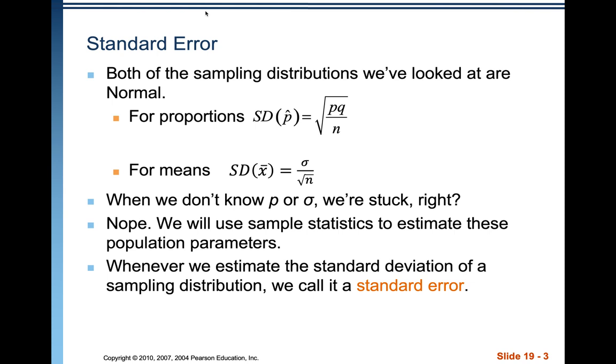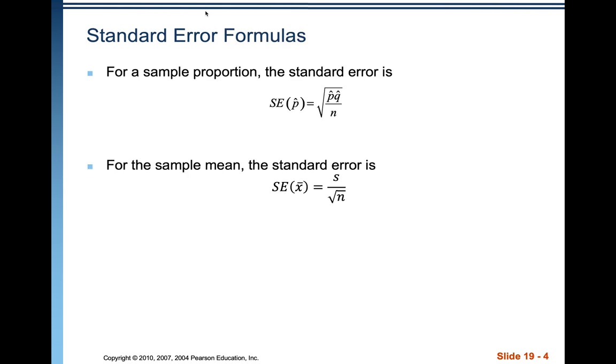Here's the deal. We usually don't know p, and when we're working with means, we don't know sigma, so sometimes it seems like maybe we might be stuck, but we're not. We will use sample statistics to estimate these population parameters, and when we do that, the estimated standard deviation is called the standard error. For a sample proportion, the standard error is going to be the square root of p hat times q hat, which is 1 minus p hat, over n. And for a sample mean, it will be s over the square root of n.